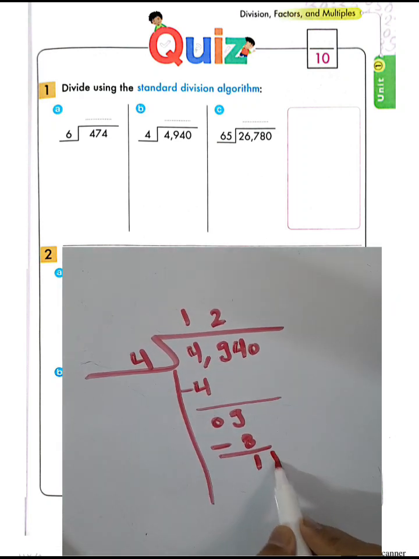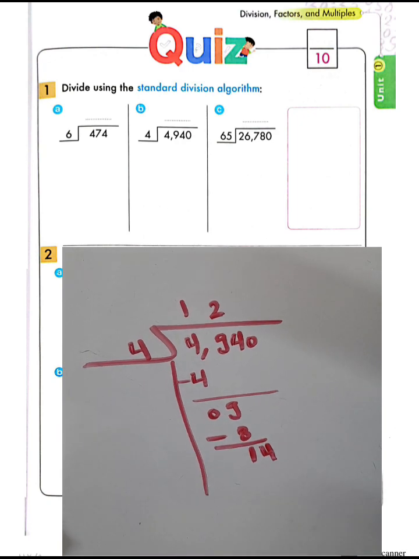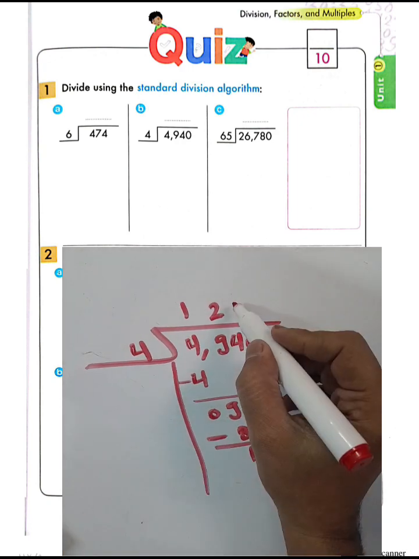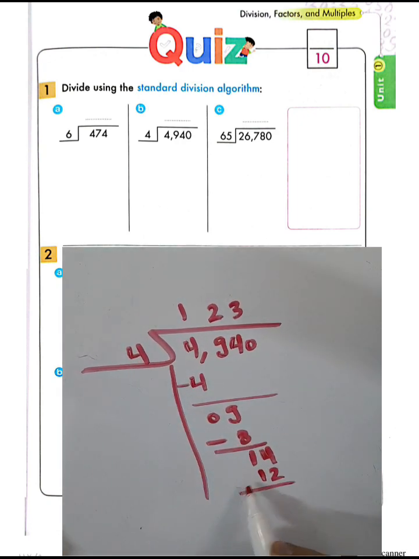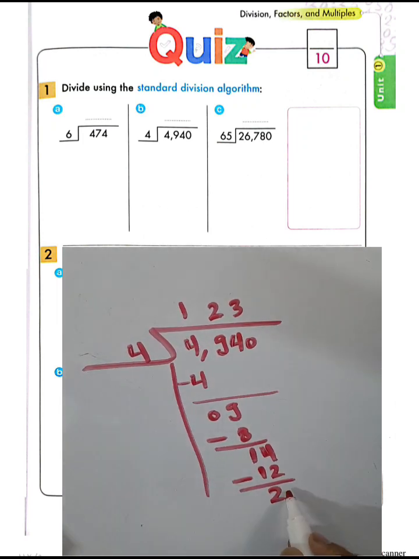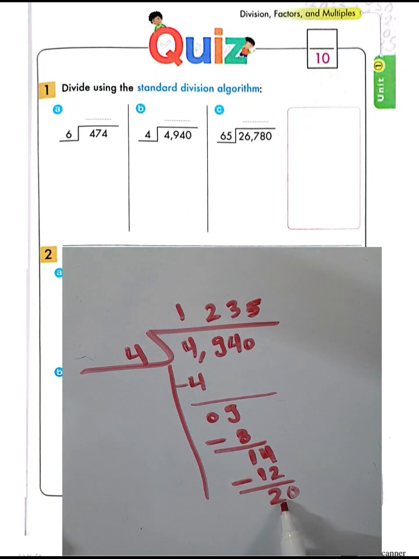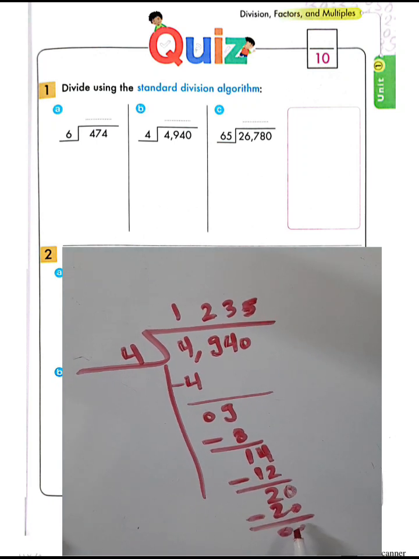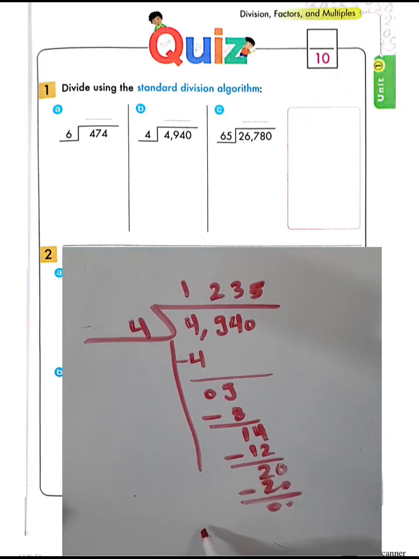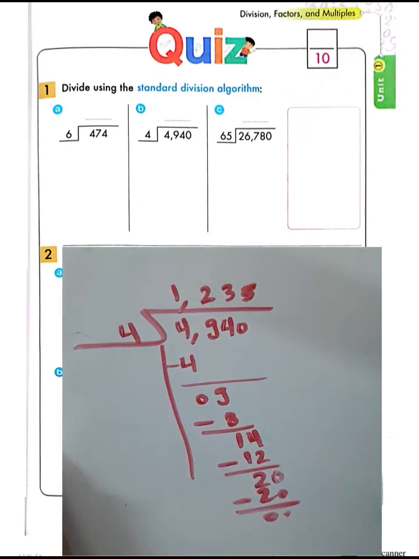And then drop 4 here. 14 divided by 4 is 3. 3 times 4 is 12. And then the difference is 2. Then drop 0 here, it will be 20. 20 divided by 4 is 5. 4 times 5 is 20. Okay, the result will be 1235.